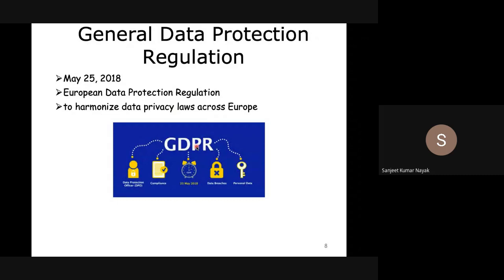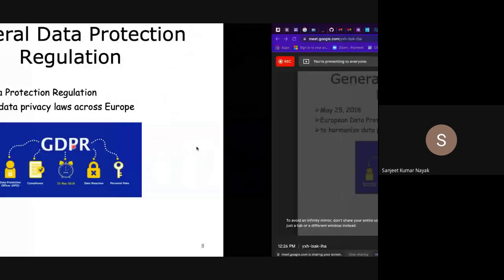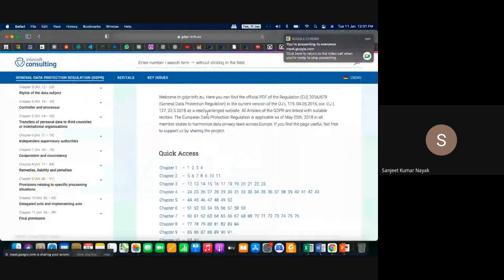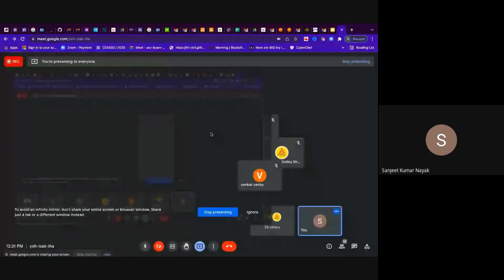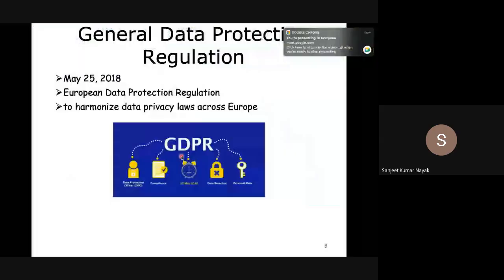And if you go to GDPR, for example, this is the website of GDPR. I'm sharing it in the chat box. Those who want can see it. This is the website of GDPR, and here many articles are mentioned related to data protection.